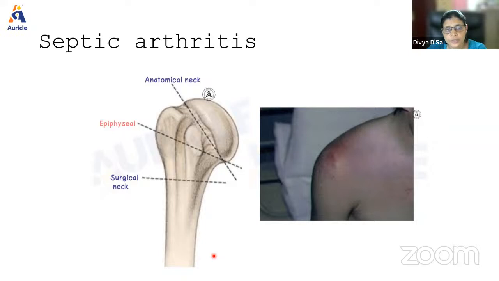Okay, so here what happens is in children, since the bone is not yet ossified, near the growing end of the bone, it has a very rich supply of blood vessels. So sometimes if there is a bacterial infection, it can cause septic arthritis.